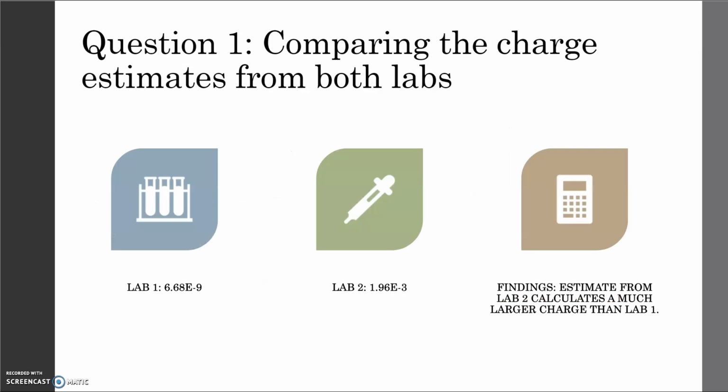Question 1 asks us to compare the charge estimates from both labs. In Lab 1, as I said, it was 6.68 times 10 to the minus 9 coulombs. In Lab 2, it was 1.69 times 10 to the minus 3 coulombs. So our finding was that the estimate from Lab 2 calculates a much larger charge than in Lab 1.